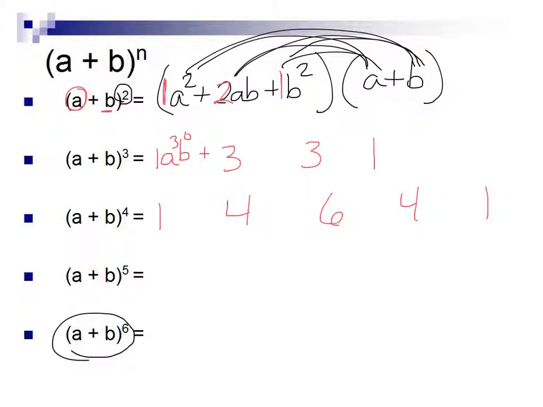Plus. And then what happens is the power on my a goes down, so now it's only to the first, and the power on the b starts working its way up, so it's to the first. So then this would be a 3, a works its way down, so now it's squared, b works its way up, now it's to the first. Plus, keep it going, next coefficient is a 3 from Pascal's triangle, a to the first, b squared. Plus, last one is going to be a 1, a to the 0, b to the third.